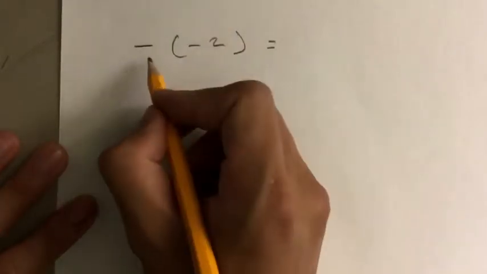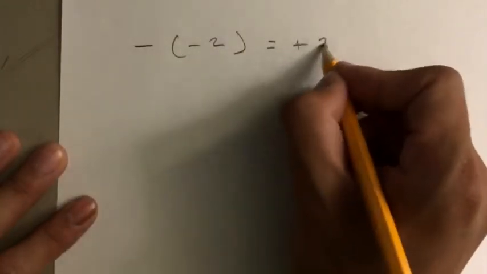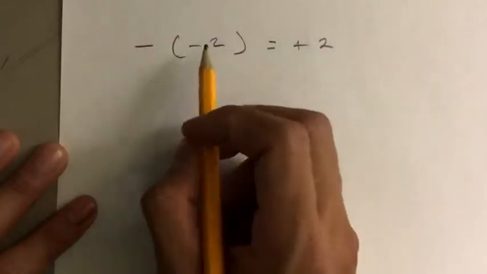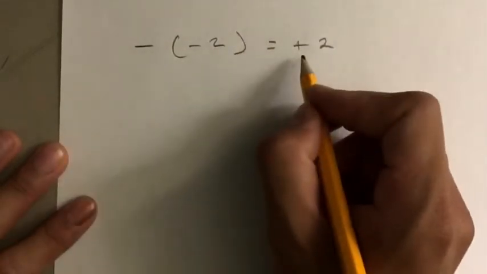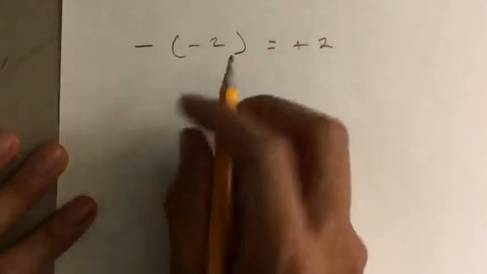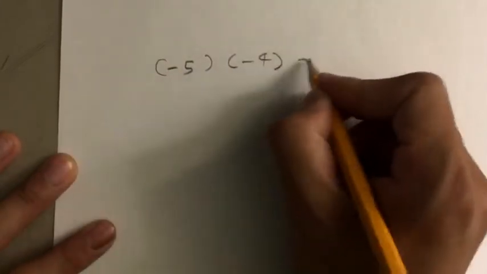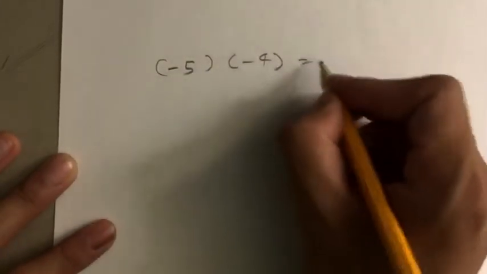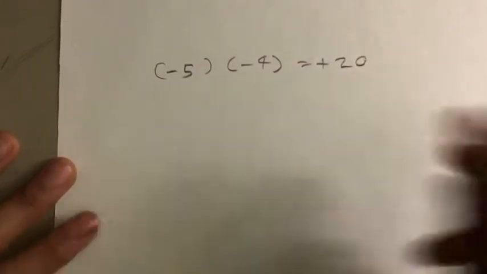And a negative times a negative is always a positive. So remember that. A negative times a negative equals a positive. Always. So what's negative 5 times negative 4? A negative times a negative is a positive, so it's positive 20. So now you know. We can move on.